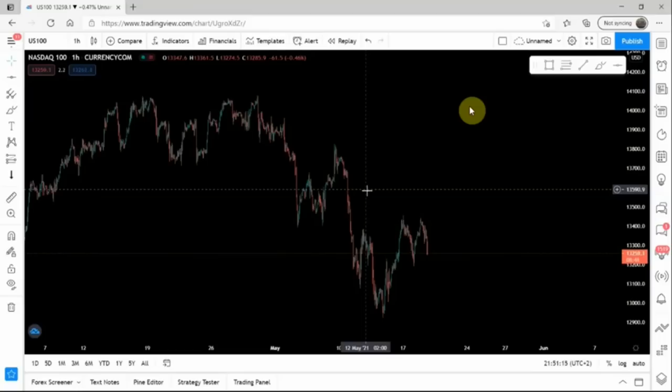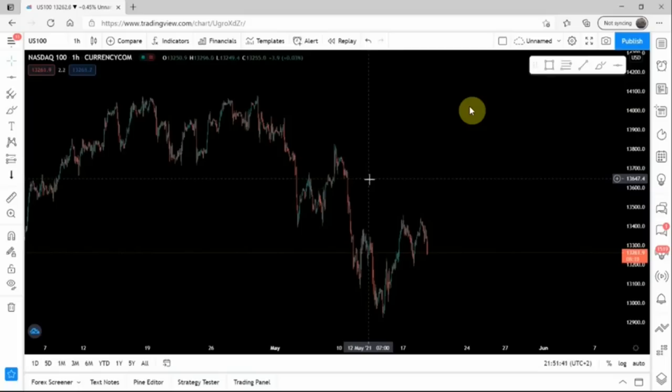Obviously, it's going to become a lot more volatile. You're going to see a lot more volume. Basically, you're going to see a lot more volume in the US Open. Understand? Because it's a US market, you're going to see a lot more volume.